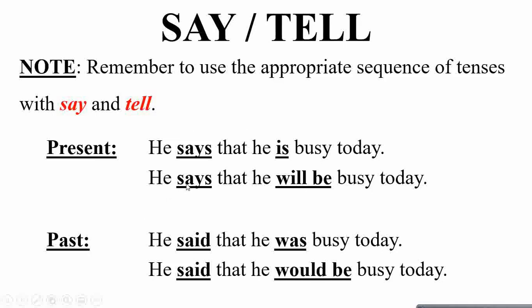Second example is he says that he will be busy today. The present tense followed by the future tense, and it's actually the modal verb we just spoke about in the lesson about sequence of tenses. When it comes to the past tense, he said that he was busy today. So the said comes in the second tense because it's past, followed by was, which is again past. Then another example, he said that he would be busy today. Again the past followed by this modal verb in the past here.